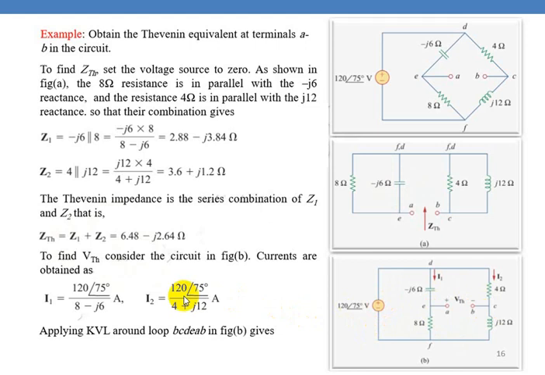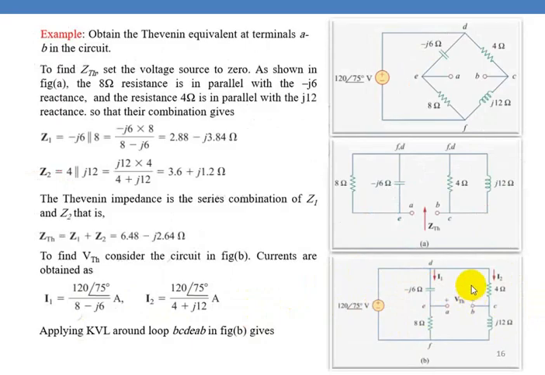Here you find I1 and I2. You know that this voltage is connected across this branch. So if you divide this voltage, 120 at an angle of 75 degrees, by the impedance of this branch, you will get this current. That is, 8 minus J6 is the impedance of this branch, so you will get current I1. Similarly for I2, you divide this voltage by the total impedance of this branch, that is 4 plus J2, so you will get the current.